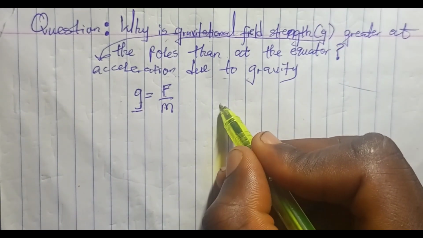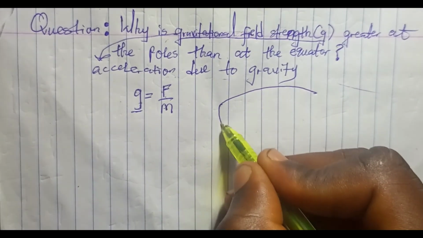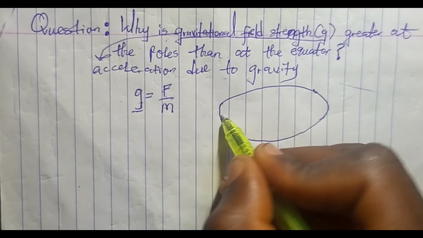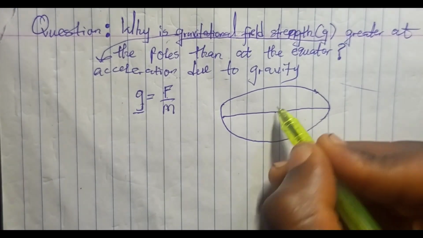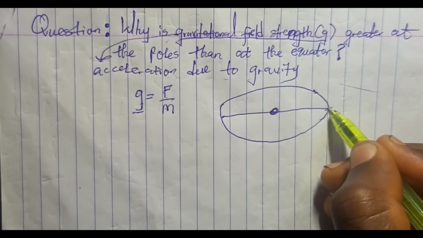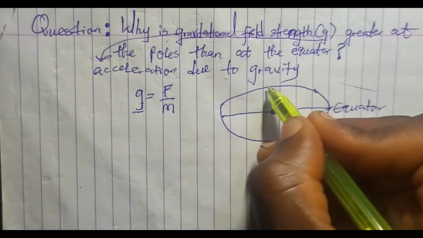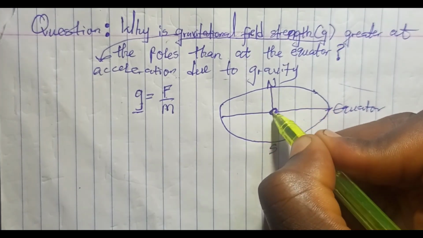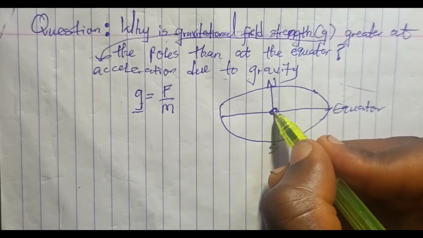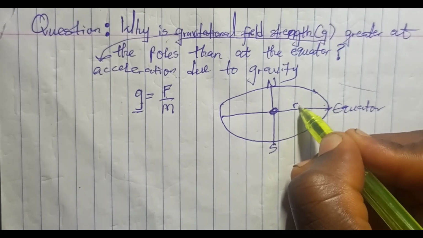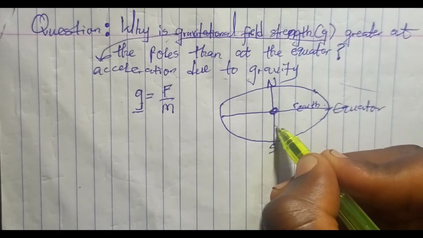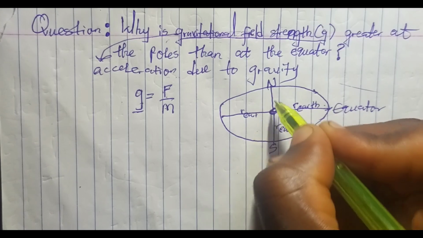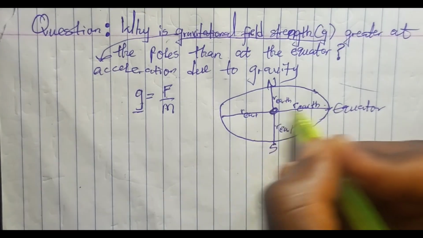Now, this is the structure of the Earth. The Earth is not a perfect sphere, so the Earth looks like this. This line is the equator, and this is the center of the Earth. So here is the North Pole, here is the South Pole. Does it make sense? Now, if this is a circle, from here to here is the radius of the Earth, and from here to here is also the radius of the Earth. We can see something from this diagram.